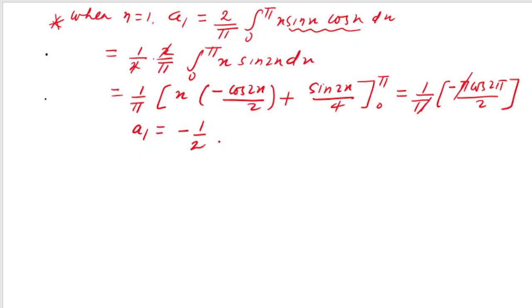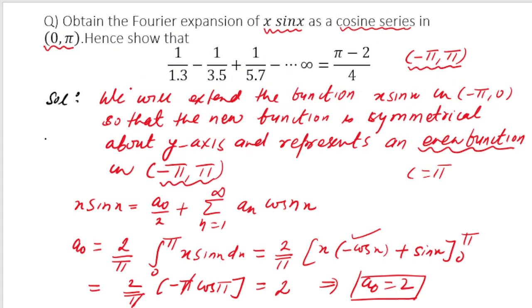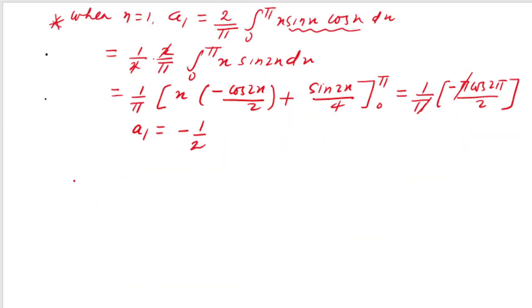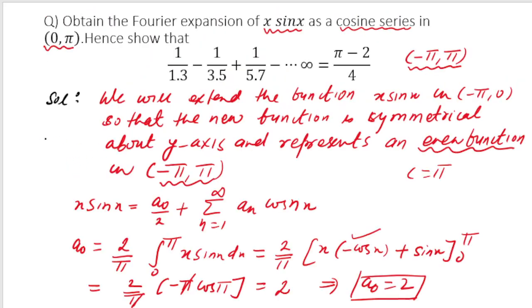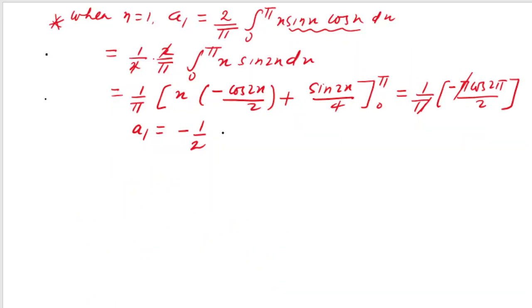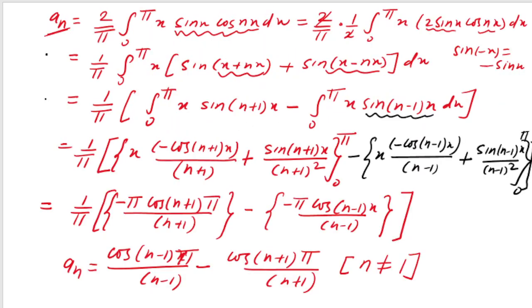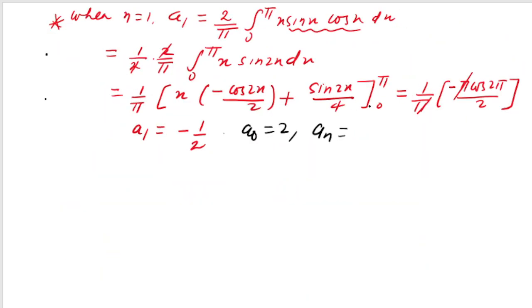Okay, now comes the other part, that we have to write the expansion, and we also have to prove this result. Here also a lot of people will make mistakes. So if I have to write the expansion, I have got a naught. Let me write for our convenience the information that we already have. A naught I have got is equal to 2. So let me write here so that we don't have to turn again and again. And what I have got as an is cos (n minus 1)pi by (n minus 1) minus cos (n plus 1)pi by (n plus 1).